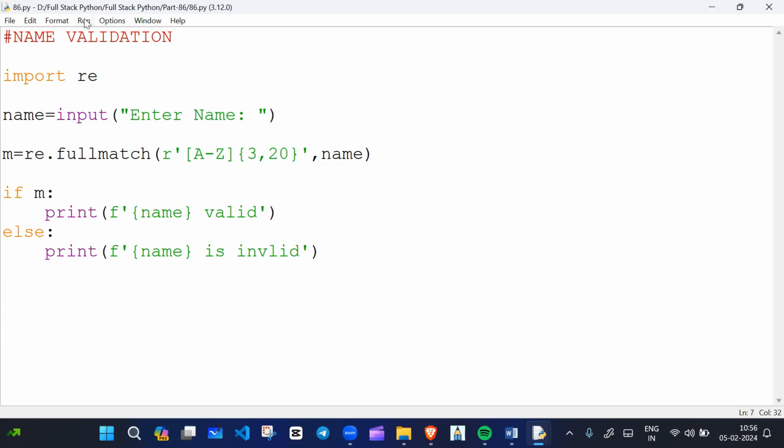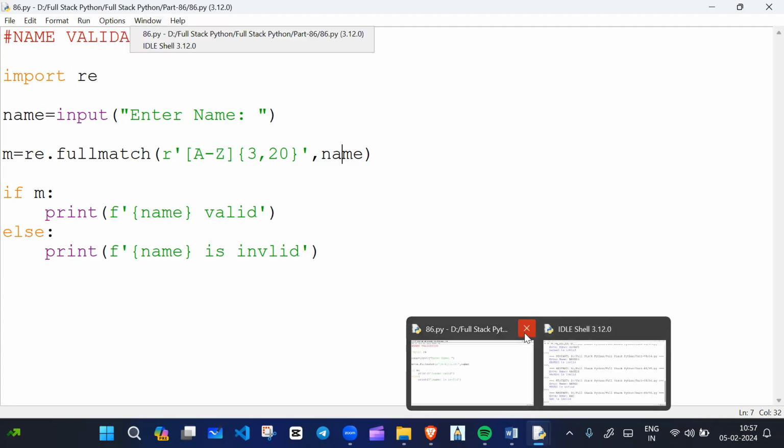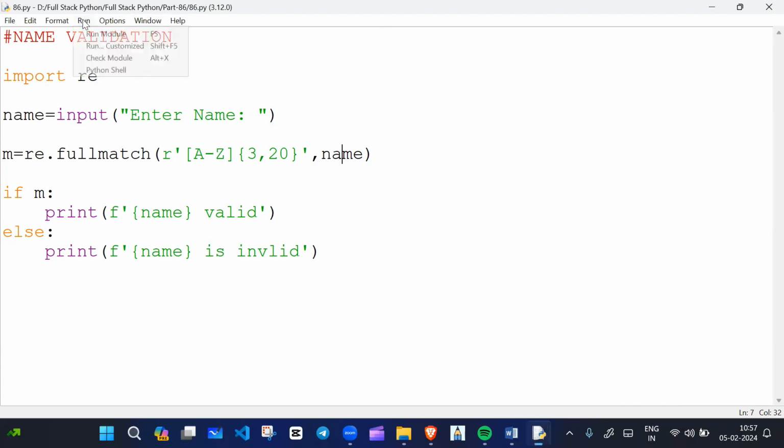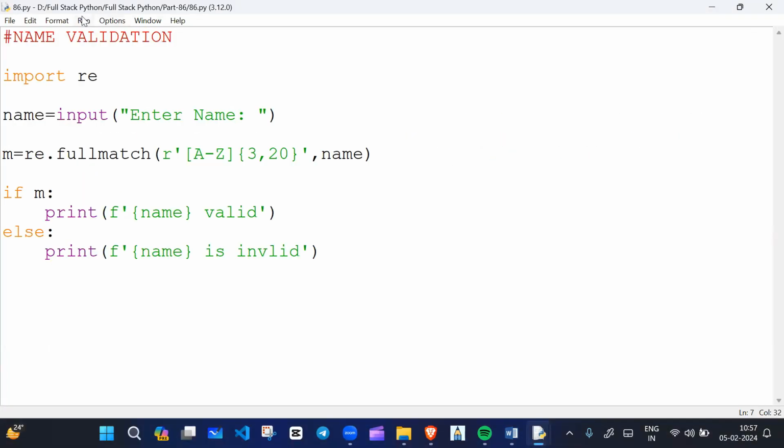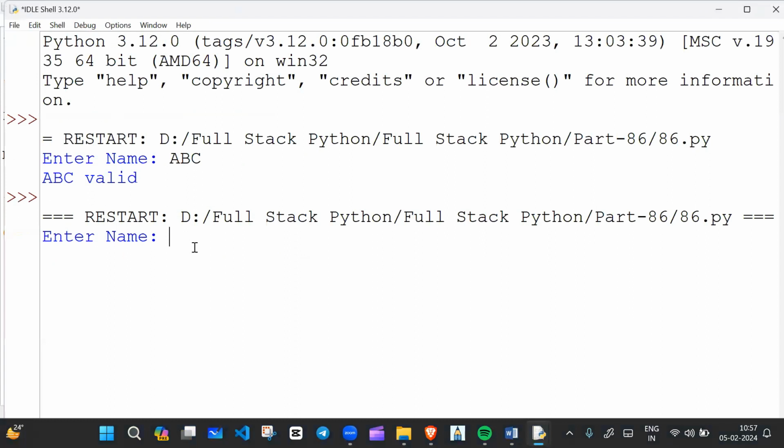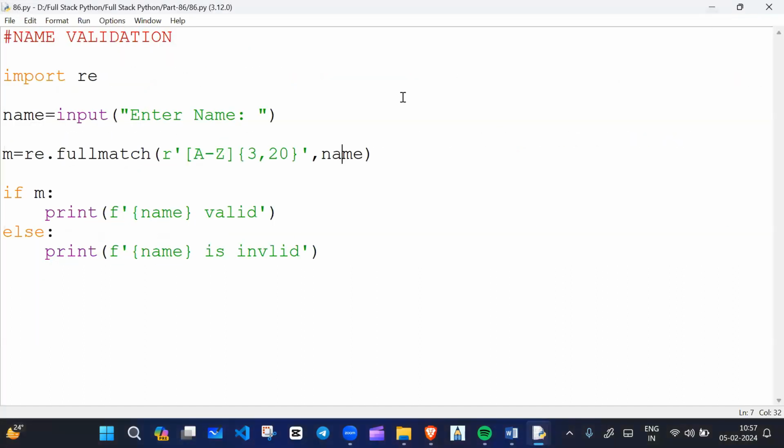If I run this code again, for example, if I write capital A, B, C, how many letters are there? 3 letters. These are inside our range, and these are uppercase letters. So is it valid or invalid? This is valid. If I run this code again, now this time if I write small abc, this is invalid, because it is not following our pattern, right?